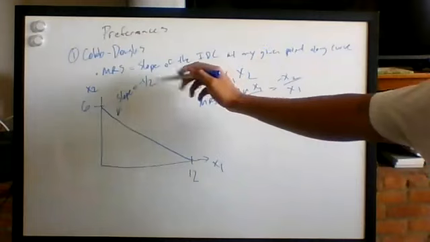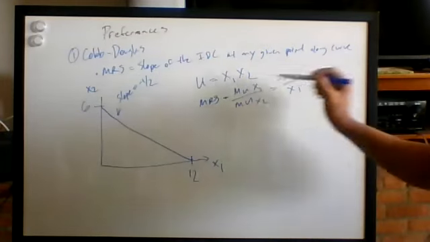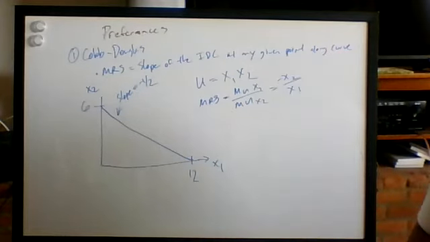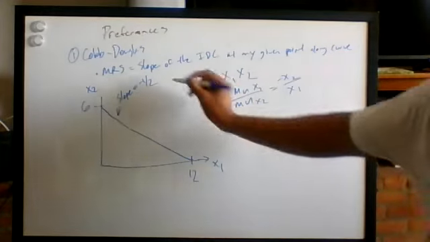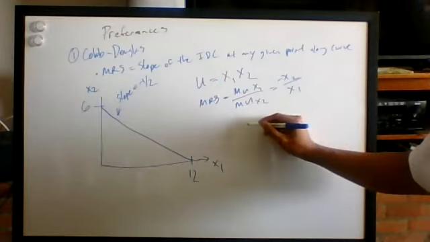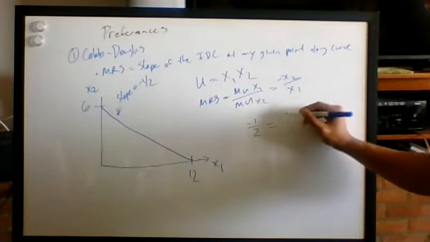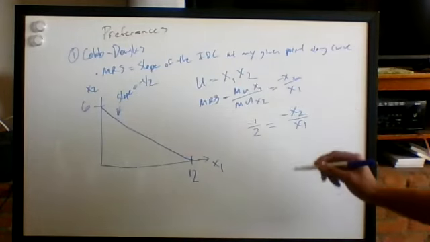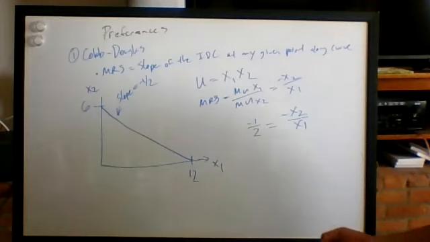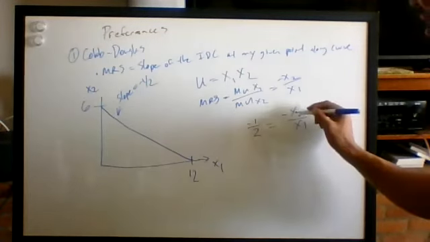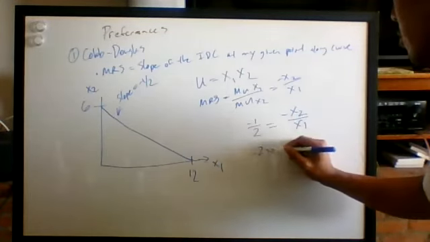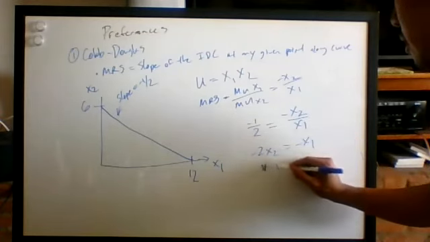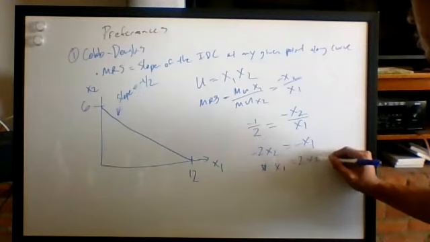So when I'm optimizing, given this information right here, you want to make sure that the slopes are equal. Because we already know the slope of one of them, I'm going to set negative 1/2 equal to negative x2 over x1. This becomes really easy: now negative 2x2 is equal to negative x1, so x1 is equal to 2x2.